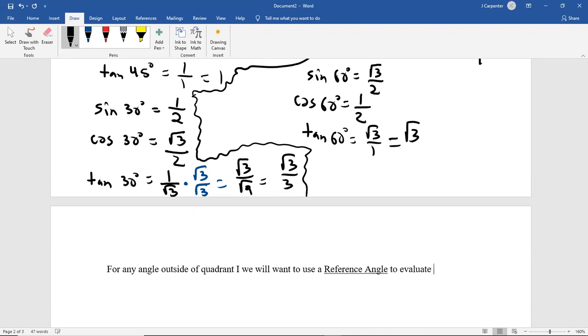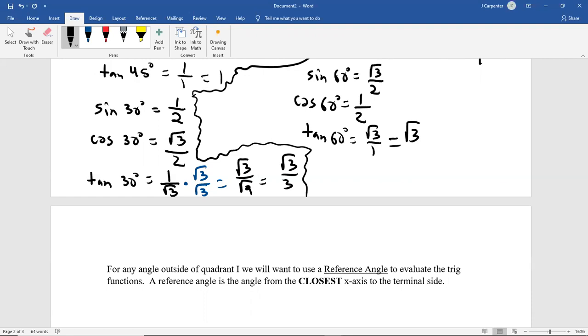Evaluate trig functions. What is a reference angle? I'm glad you asked. A reference angle is the angle from the CLOSEST x-axis to the terminal side of your angle.